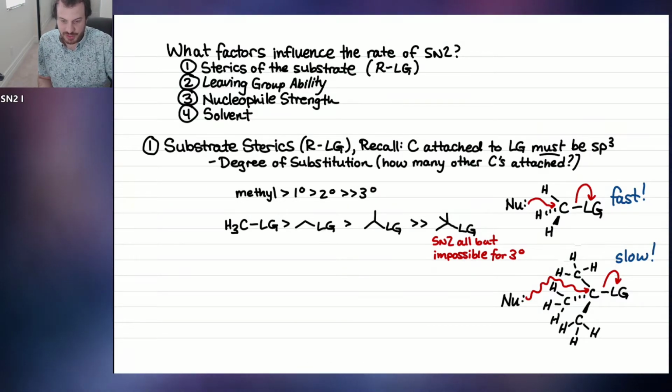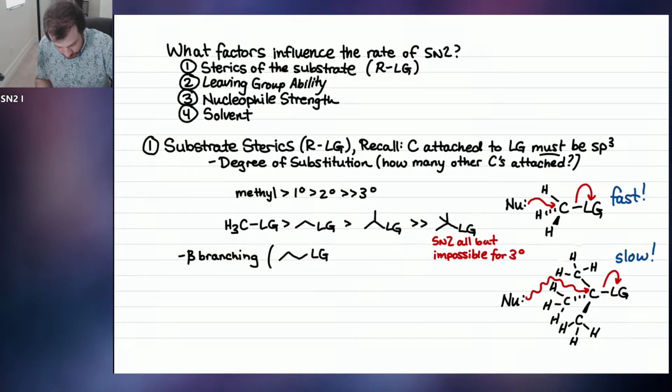Now, degree of substitution is not the only thing we need to consider. We also need to consider beta branching. So degree of substitution is just counting the number of carbons attached to what we call the alpha carbon, which is the carbon attached to the leaving group. Beta branching is talking about branching beyond the alpha carbon, because those are also going to interfere with the nucleophile approaching. So if you draw a sample substrate here, the alpha carbon is the carbon that is attached to the leaving group, and the beta carbon is what's attached to the alpha carbon. So we're going to talk about branching at the beta position.